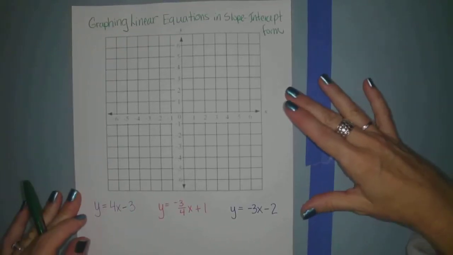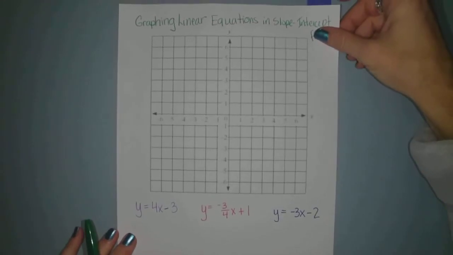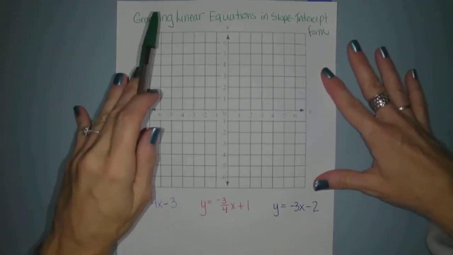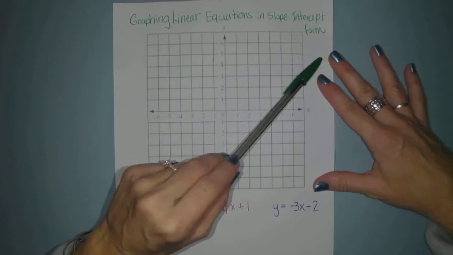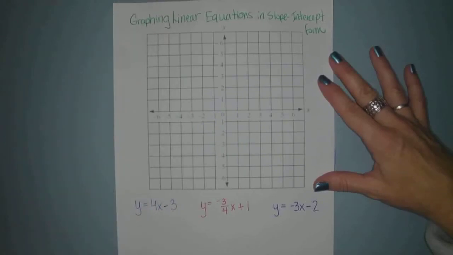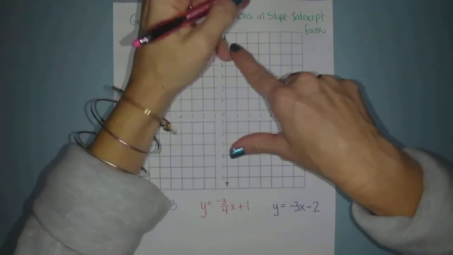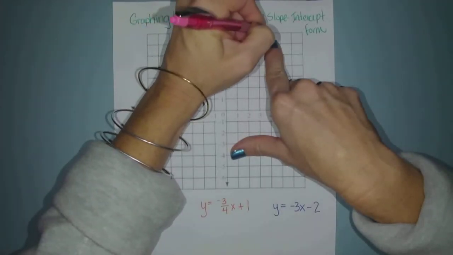Hi everyone, today's lesson is going to be titled, and I have the title written here in green, Graphing Linear Equations in Slope-Intercept Form. Now, slope-intercept form, let's just review for a second. Slope-intercept form is y equals mx plus b.